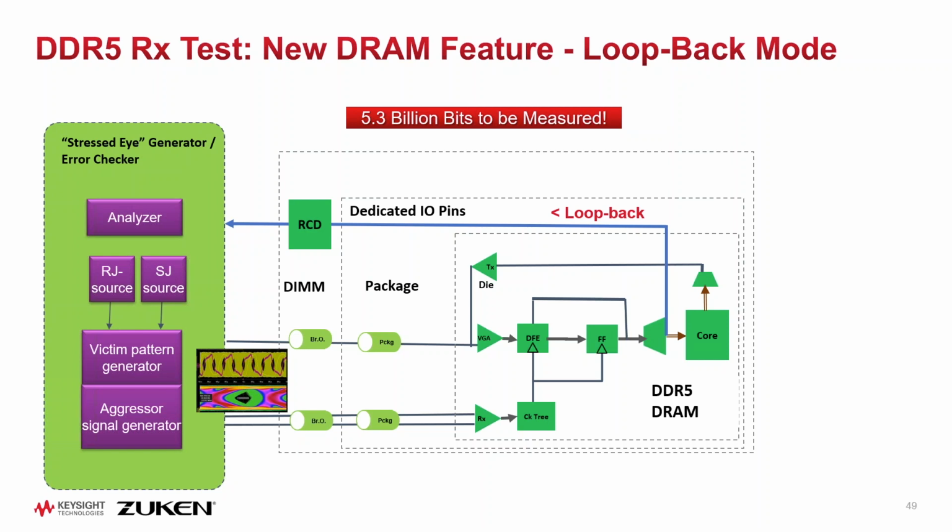And this is something that's very special for DDR5, brand new, it's never been seen before, is the case of having loopback pins. So once the signal is equalized, before it's written to the memory core, the signal can come straight back out through dedicated I/O pins on the DRAM, and that then can be sent back to the bit error rate tester. And we can do this brute force bit error rate test, where if we can capture 5.3 billion bits, then we have 99.5% confidence that we've met the system bit error rate.